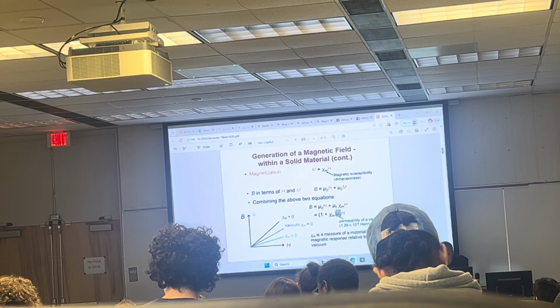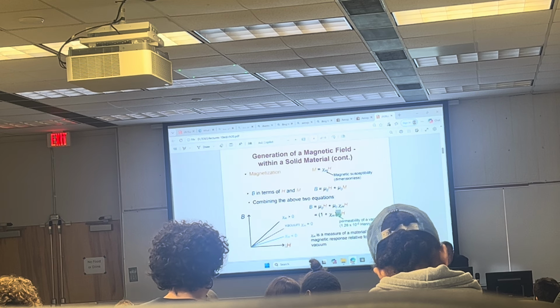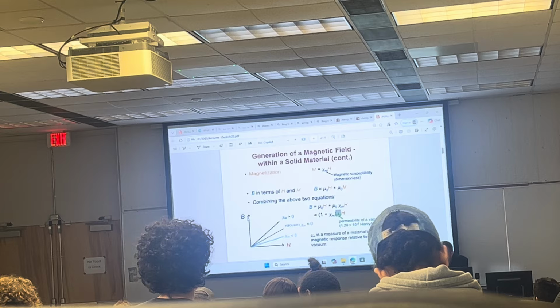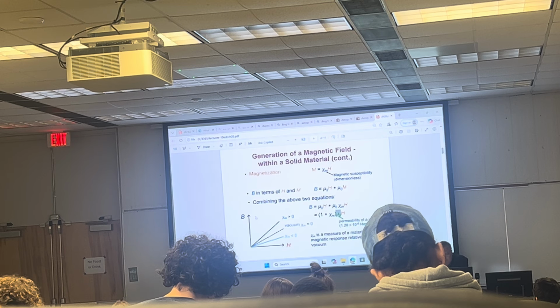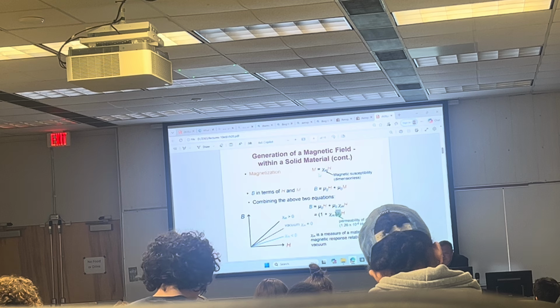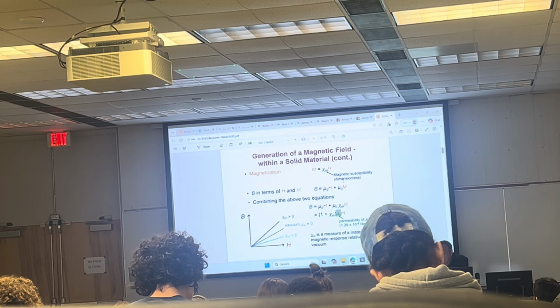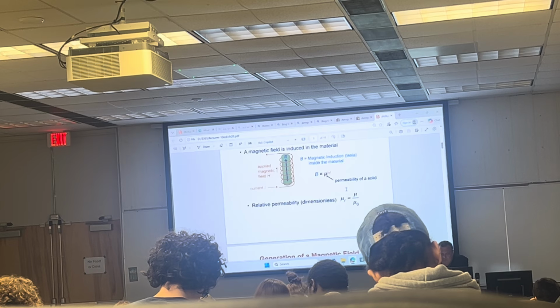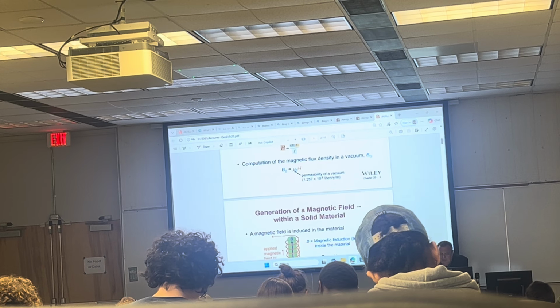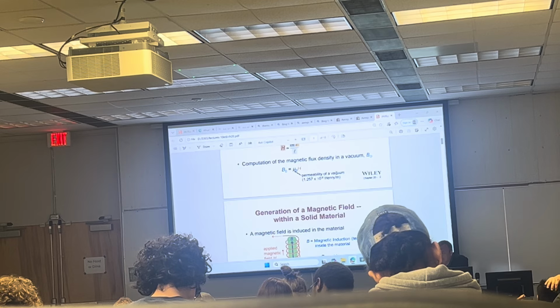If we plot the magnetization versus the magnetic field, we plot M over H. The magnetization M is equal to chi sub M, which is the magnetic susceptibility, times H. And then this B is equal to mu 0 H plus mu 0 M. Mu 0 is the magnetic permeability of vacuum.